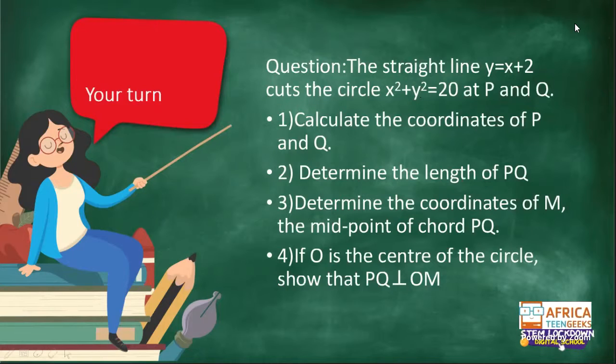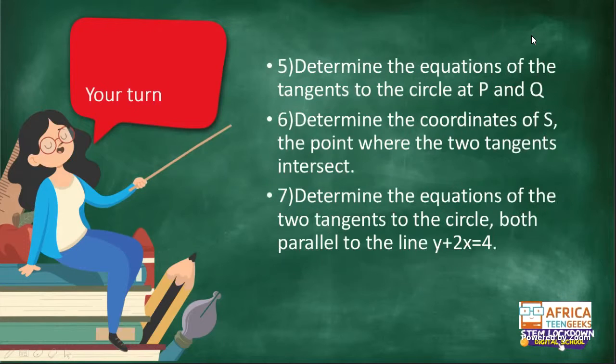Okay, the next question. Determine the equations of the tangents to the circle at P and Q. Determine the coordinates of S, the point where the two tangents intersect. Determine the equations of the two tangents to the circle both parallel to the line y plus 2x equals 4.